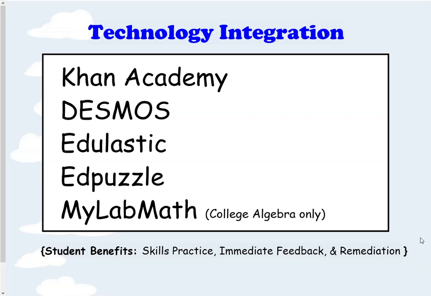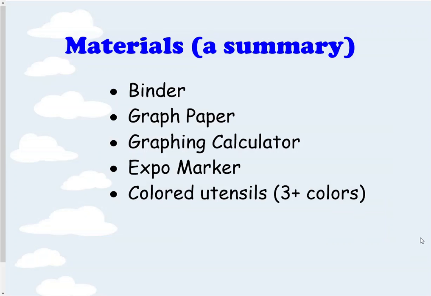So we can do things like scaffold along the way, do a chunk of the problem first, ask them what the answer is, and then they can see the rest of it worked out to see if they got it correct or not. Also can be a way that we can be an instructor at home for your student, even though we'll simultaneously be operating class in person with the other group of people that's here. My Lab Math, that's for my college algebra class only. That's how they'll get their homework. The student benefits for these different technology pieces that you'll see probably more frequently than others is that there's skills practice there, immediate feedback, remediation, and some good visual tools as well.